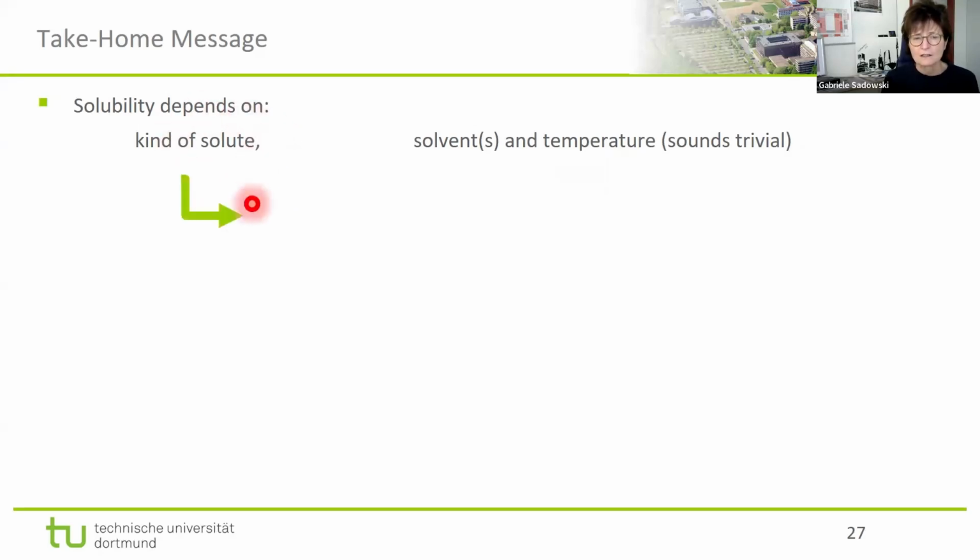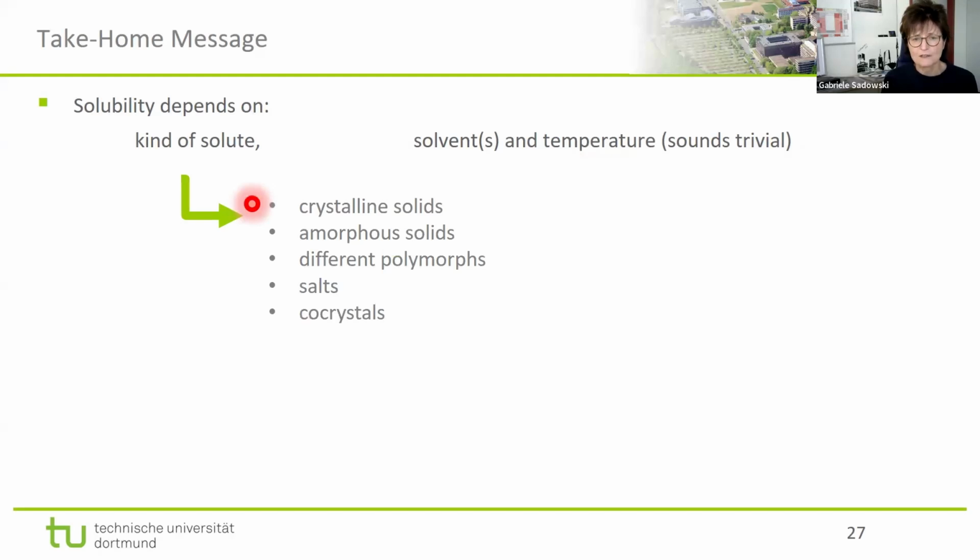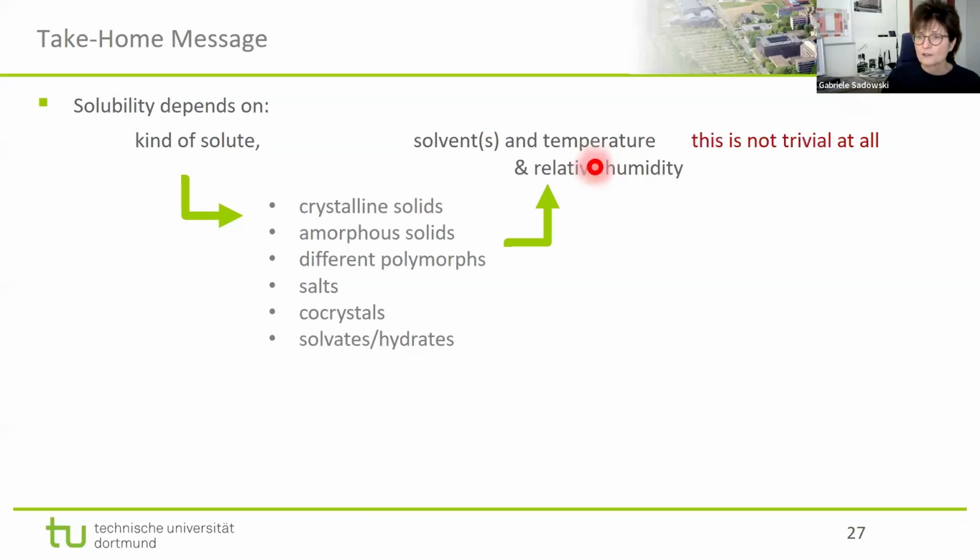The thing is the kind of solute. The solute is not just the crystalline solid. It might be the crystalline solid, but it also might be an amorphous solid, which I skipped here. It might crystallize in different polymorphs. It might form salts. It might form co-crystals. It might form solvates and hydrates. So this is what you have to know. You have to know, obviously, what the solute or the crystal form is, but this also depends, again, on solvent and temperature. And that makes things not trivial at all.